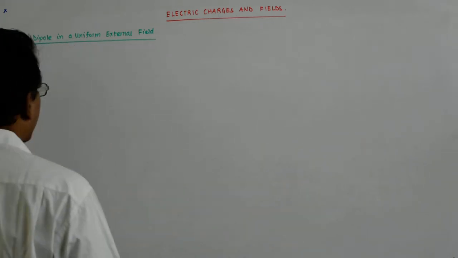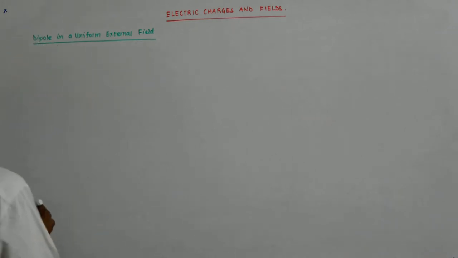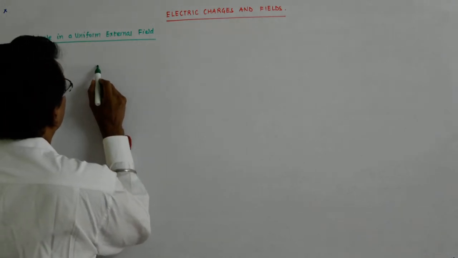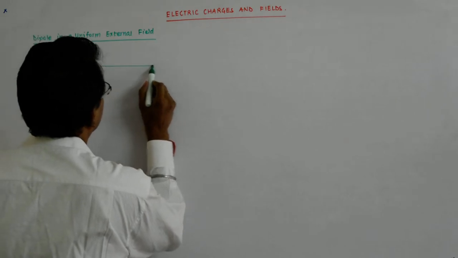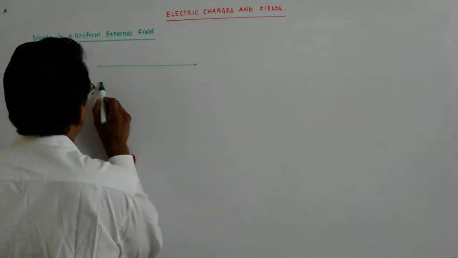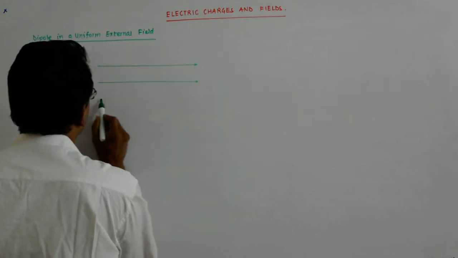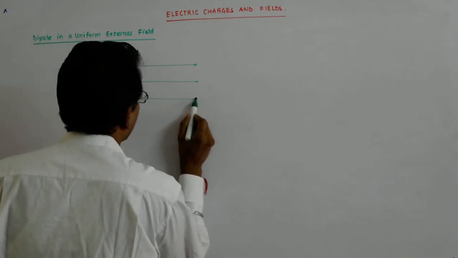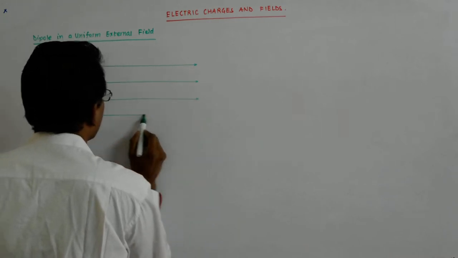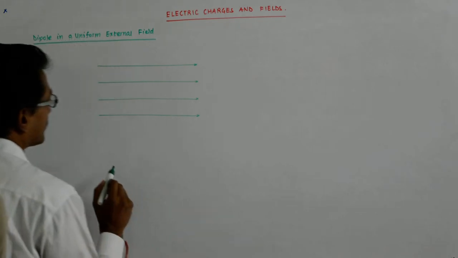So let us say our uniform external field is something like this, shown by equispaced parallel lines.